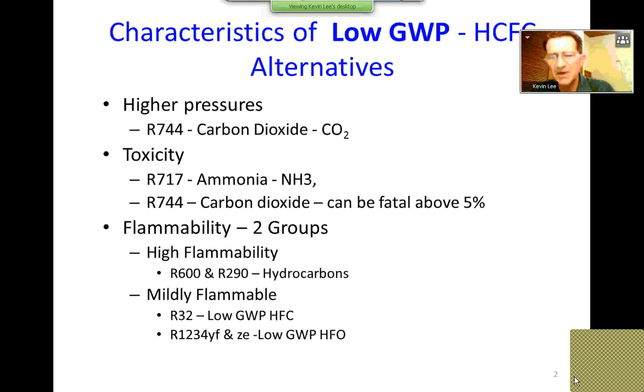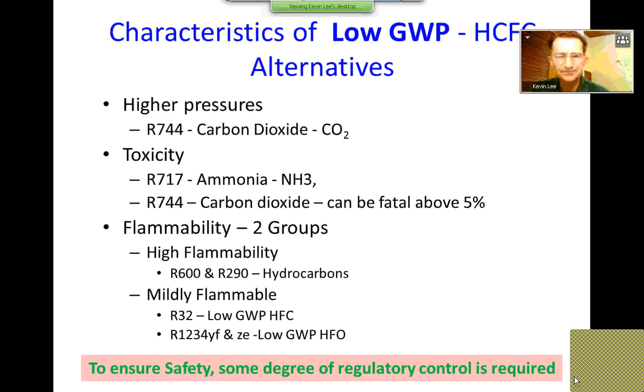Oh, I appreciate it. Okay, and the last big grouping here is flammability, which can be broken into two groups. Those refrigerants of a high flammability, such as butane, which is R600, and propane, which is R290. So these are commonly called your natural refrigerants, being hydrocarbons. Then we have a new group of refrigerants which are mildly flammable. And this is R32, which will be used in air conditioning, and the new HFO refrigerants, 1234yf and ze. So this is what we need standards and regulations to address into the future when we replace refrigerants such as R22.